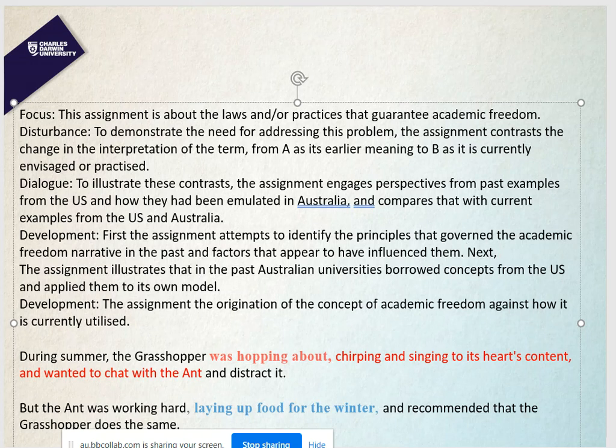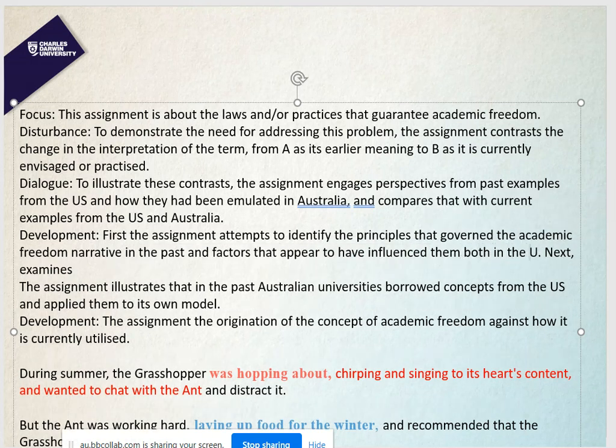Next, what? Probably need to outline the difference between the United States and Australia. That's the principles, both in the US and Australia, right? So you got that. That's what you got from the past.